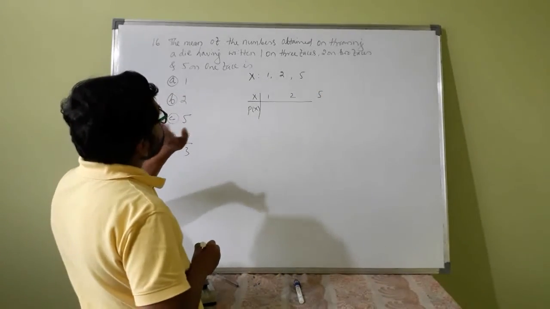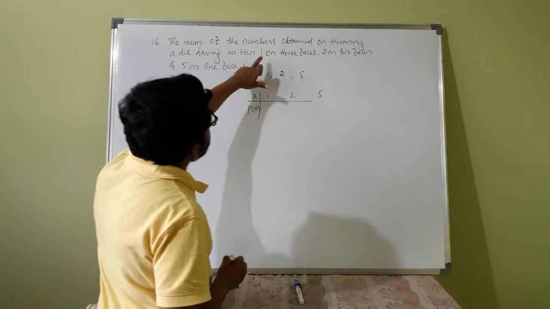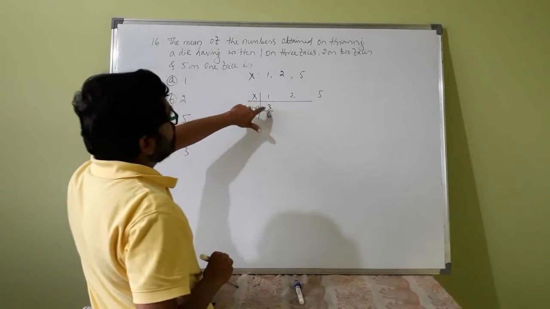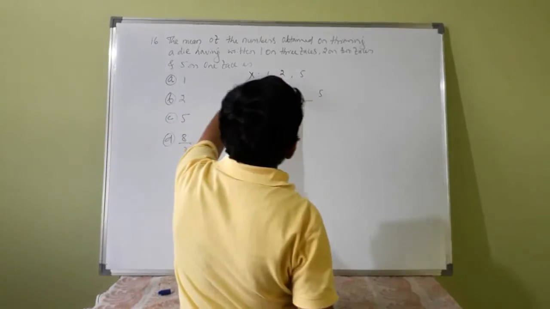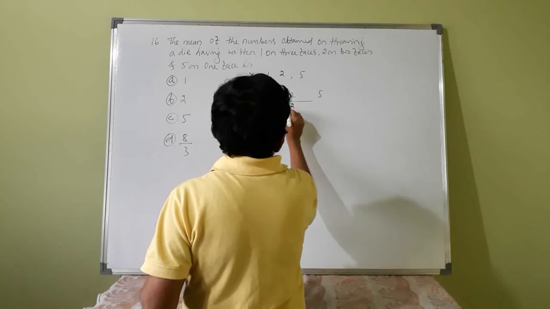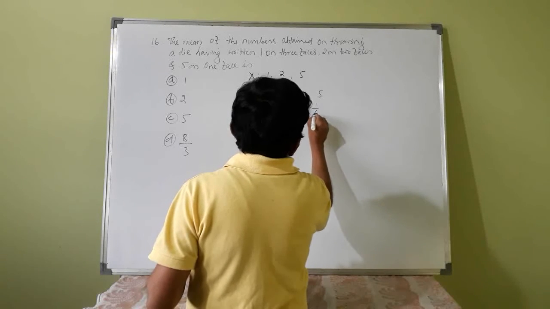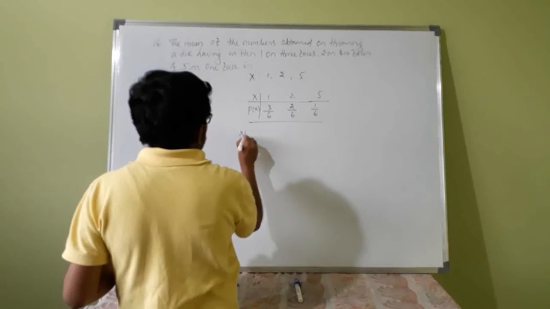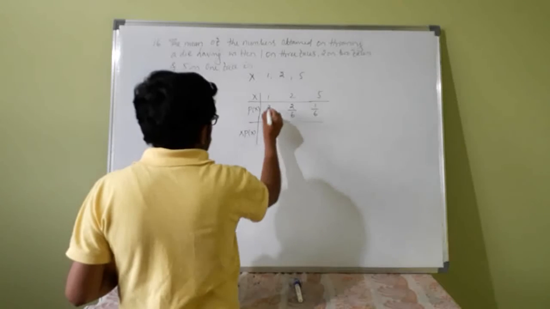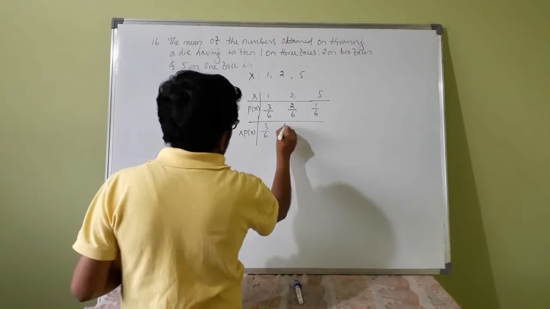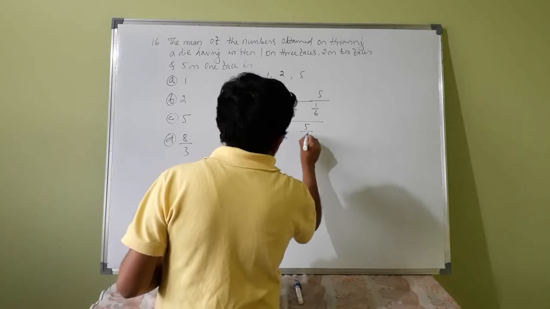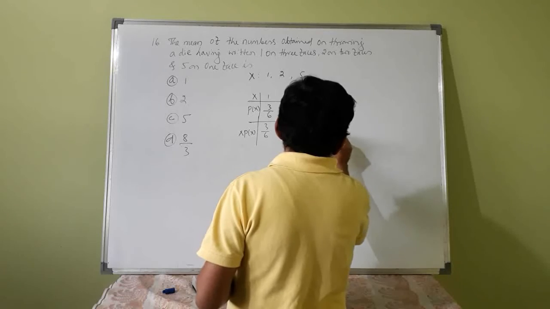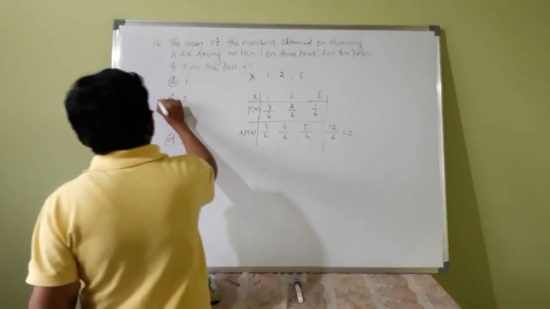x is 1, 2 and 5. So totally 6 faces. A die having written 1 on 3 faces, 3 out of 6. Probability of 1 is 3 by 6. Probability of 2 is 2 by 6. And 5 is 1 by 6. Okay. So x into p(x) is 3 by 6, 4 by 6 and 5 by 6. Its total is 12 by 6, which means 2 it is. So answer is 2.